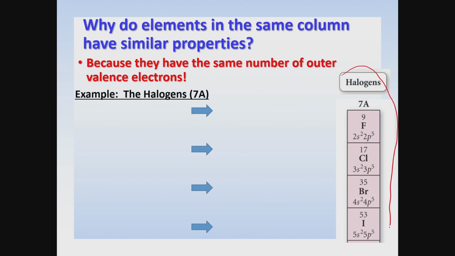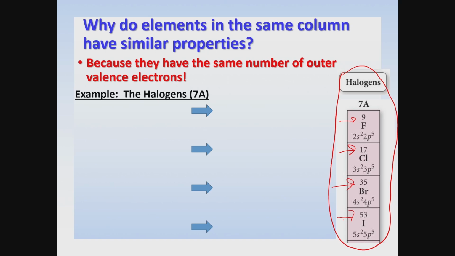So this is the next to last column here in the periodic table. This is the halogens, and so here in period 2 is fluorine. Its atomic number is 9. And then below that is chlorine. Its atomic number is 17. Bromine, atomic number 35. And iodine, atomic number of 53.